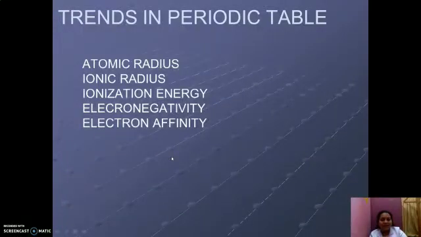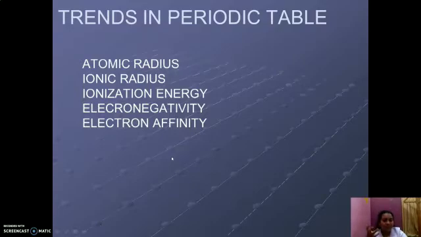So, last class we discussed the s, p, d, f blocks and trends in atomic radius and ionic radius. So, what are these trends? Trends means the general features shown by a group or period.